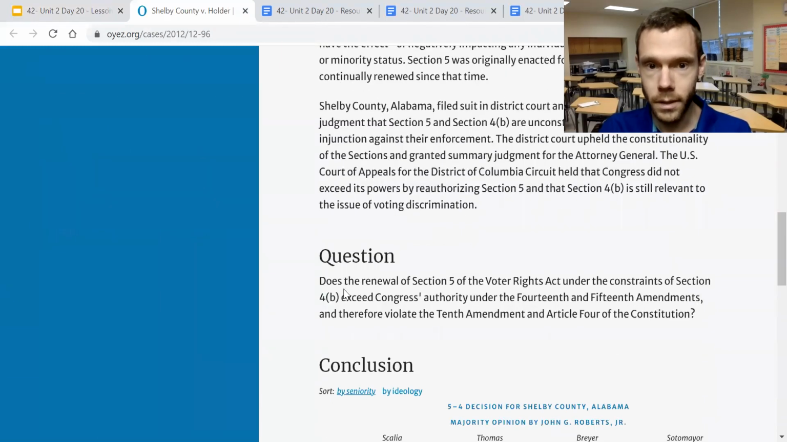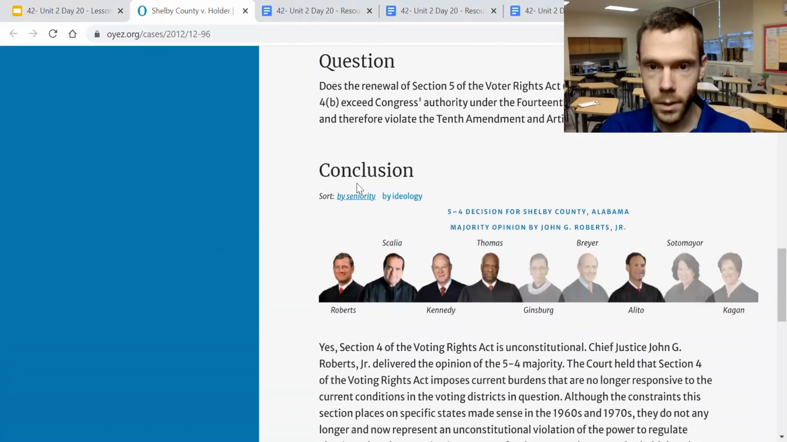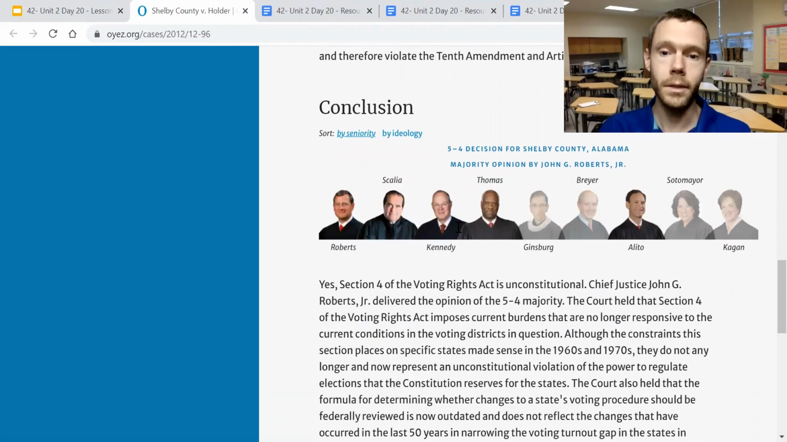along with the facts and then the question the court had to consider, which was, does the renewal of Section 5 of the Voter Rights Act under the constraints of Section 4 exceed Congress's authority under the 14th and 15th Amendments, and therefore violate the 10th Amendment and Article 4 of the Constitution? We could see what the decision was. Right away, we see that it's a 5-4 decision, so we see that it's going to be a controversial decision.